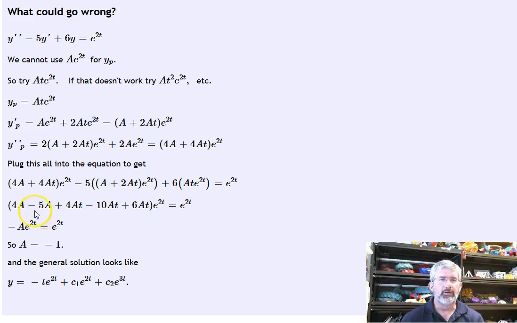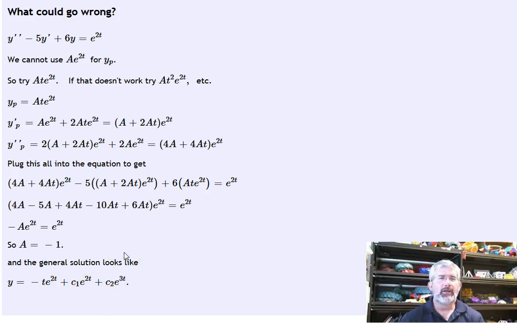So combining all my like terms, my constants here are 4 and minus 5a, and then the things times t, there'd be a 4a times t, a minus 10a times t, and a plus 6a times t. When I combine all those together, it looks like just 0, and I end up with, hey, minus a e to the 2t equals e to the 2t. So a has to equal minus 1, and my general solution looks like this.